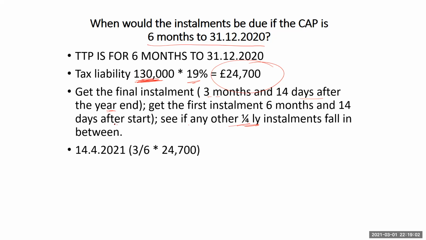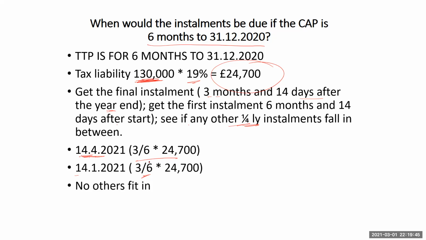So in that case, our first installment will have to fall on 14th April 2021. The final installment would have to be paid 3 months, 14 days after the year end, which falls on this date. So that is part payment, or half of it. Are there other quarterly payments in between? Check and see. So 14th January 2021 will be the immediate payment date for paying the remaining balance. No others will fit in, and that should be it.